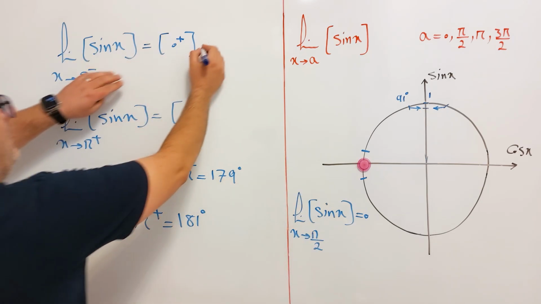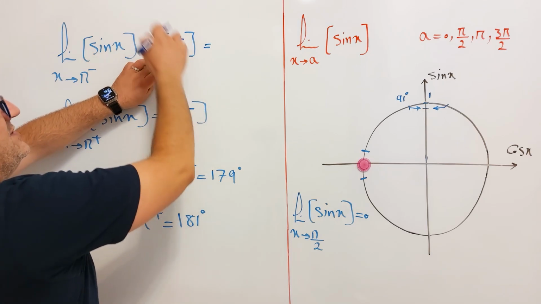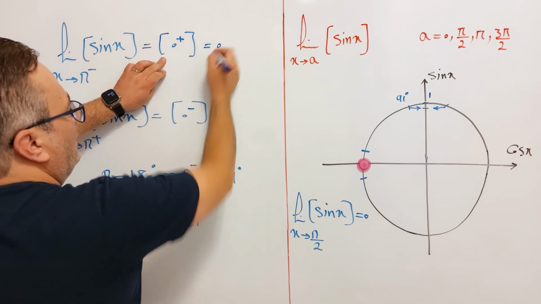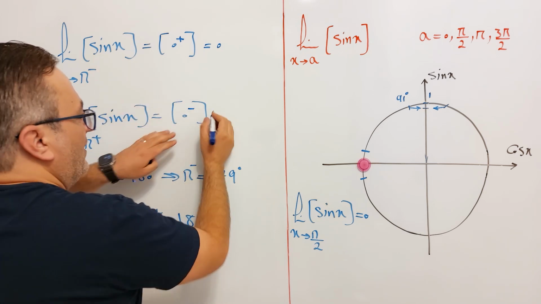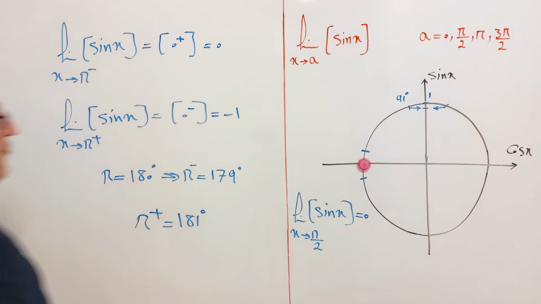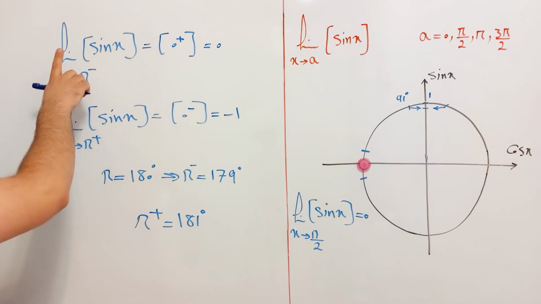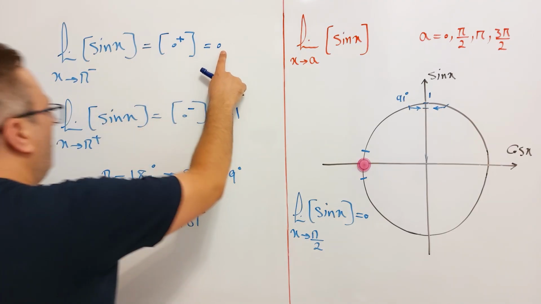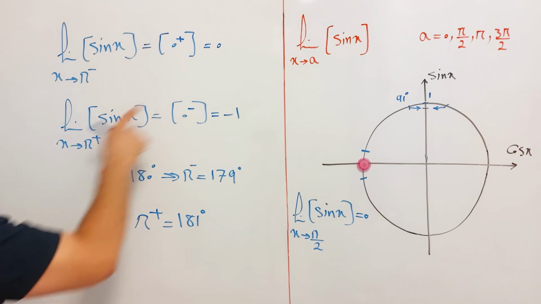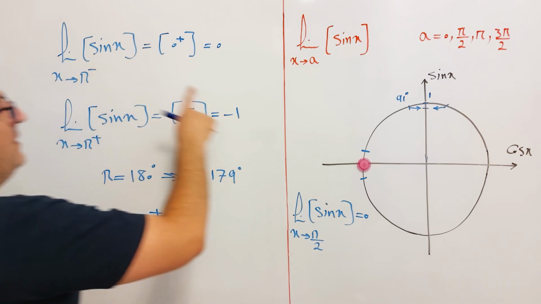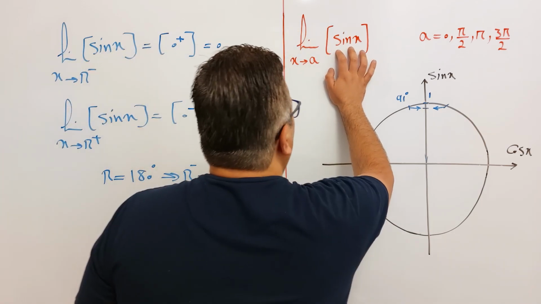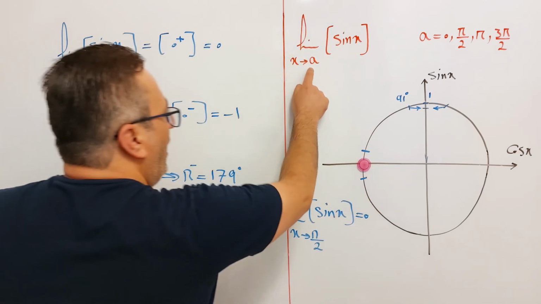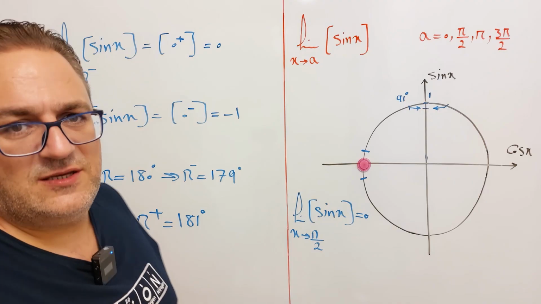So we know that the floor of 0 from the right is 0, and the floor of 0 from the left is equal to minus 1. So the left-hand limit is 0 and the right-hand limit is minus 1. So the limit of the floor of sine of x as x approaches pi does not exist.